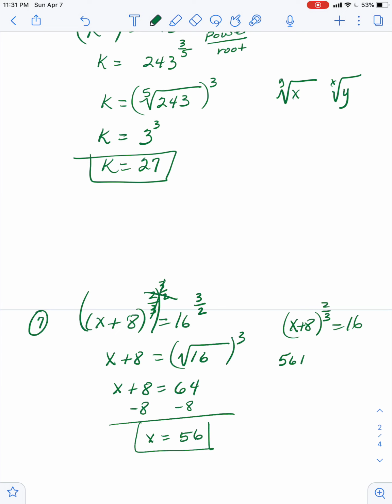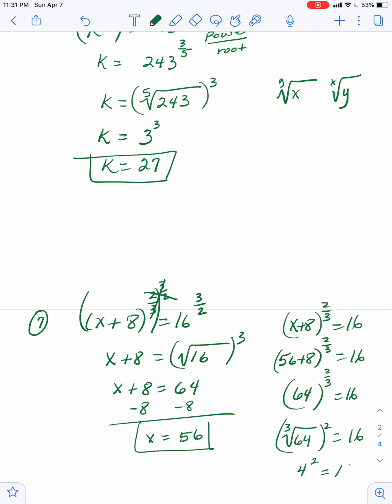And I get 56 plus 8 to the 2/3 equals 16. So 56 and 8 is 64 to the 2/3. So again, power over root, I'm looking for the cube root of 64, and then I want to square that and see if it's 16. Well, the cube root of 64 would be 4. 4 times 4 is 16 times 4 is 64, and 4 squared is 16. So this does check.